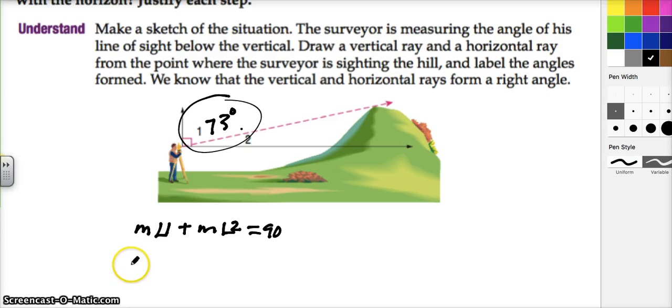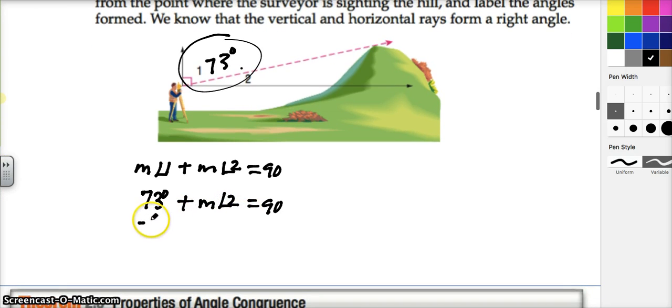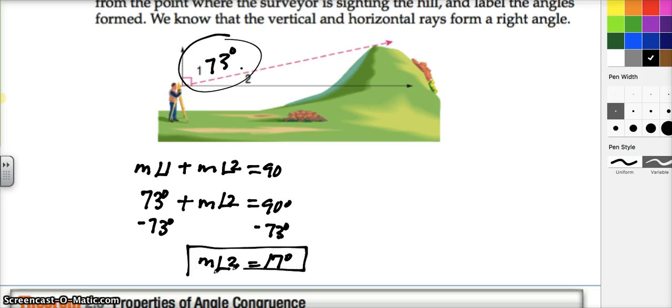The next bit of information is the given information. The fact is that angle 1 is equal to 73 degrees, and we can put that 73 degrees there by substitution. The next thing I would do is use the subtraction property of equality to subtract on both sides of my equal sign, and I get that the measure of angle 2 is equal to 90 minus 73, which is going to give me 17. So the measure of angle 2 is 17 degrees.